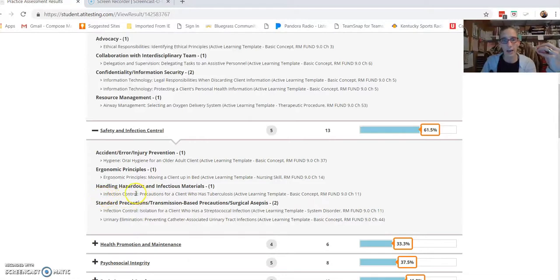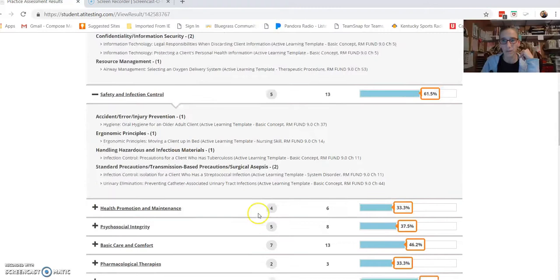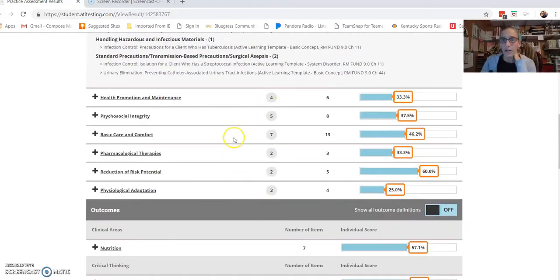So be sure that you're looking at what you're trying to learn about. That's the whole purpose of this. Isolation for a client who has streptococcal infection, infection control. Preventing catheter-associated urinary tract infections. Okay? So you're going to do that for each one of these.